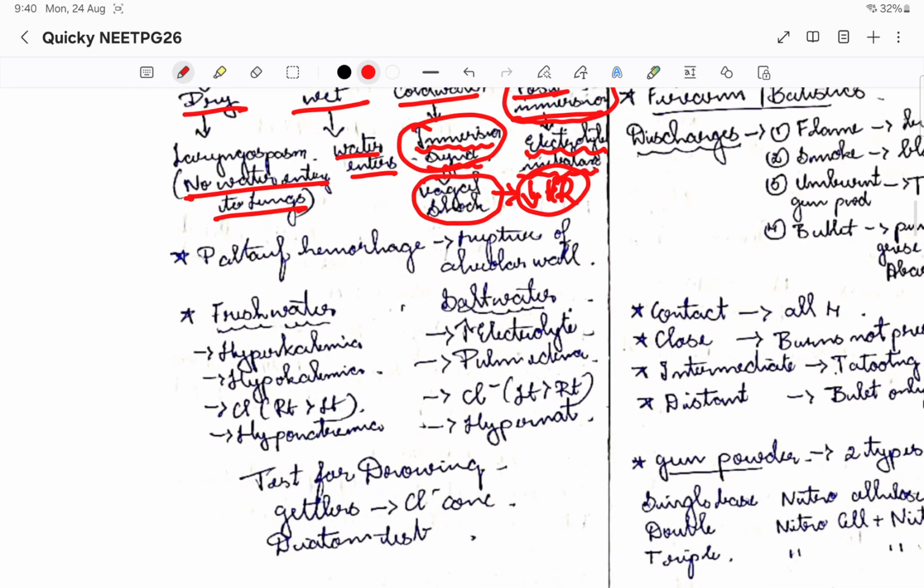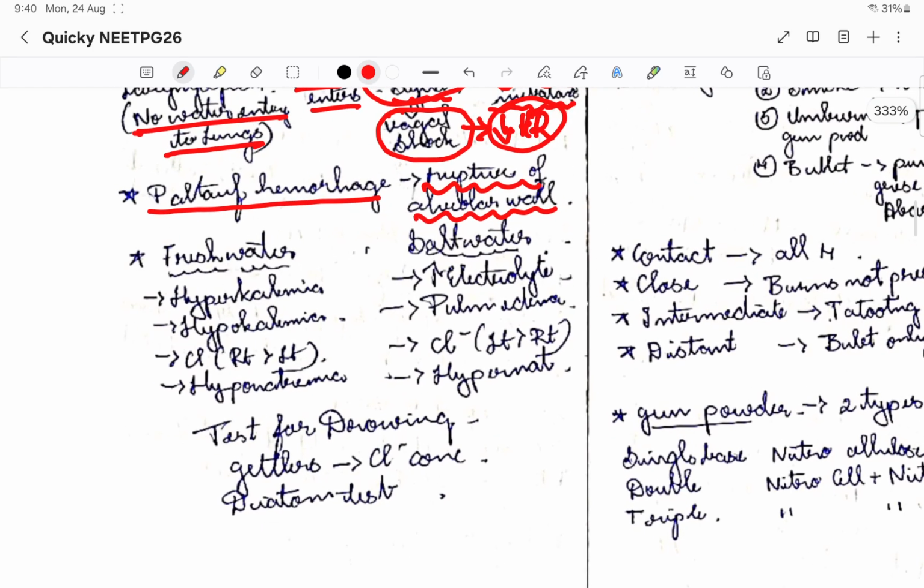Remember an important point, that is Paltauf's hemorrhage. Paltauf's hemorrhage is where rupture of the alveolar wall is seen. Then the major difference is freshwater versus saltwater drowning. Why do we have to determine this? Someone might drown in a river and the body is found on the beach. That is where we have to determine whether the person drowned in a river or in the sea. This is where the differentiation comes in.